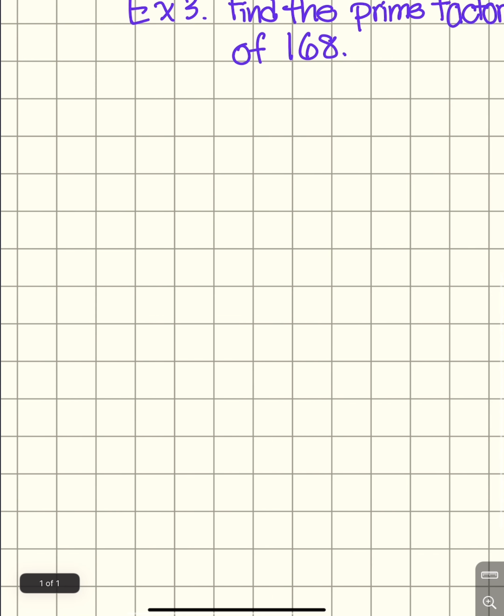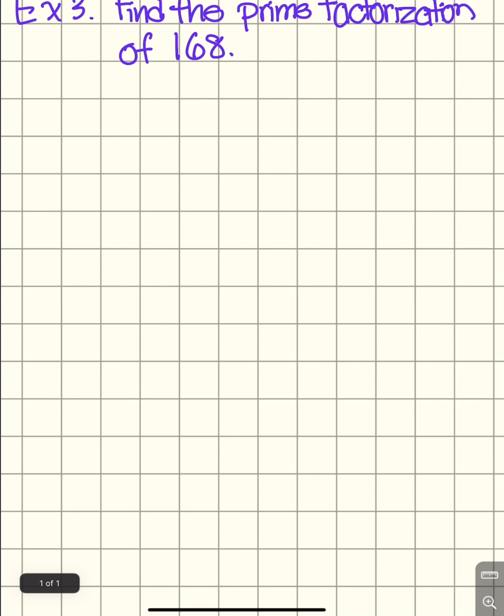Let's take a look at example number 3. This is to find the prime factorization of 168. I'm going to leave you to solve this. I'm going to ask you to pause the video, try it out using whichever method you prefer, and come back to the video to compare answers. So hopefully you've done that, and we're going to be taking up the answer now.